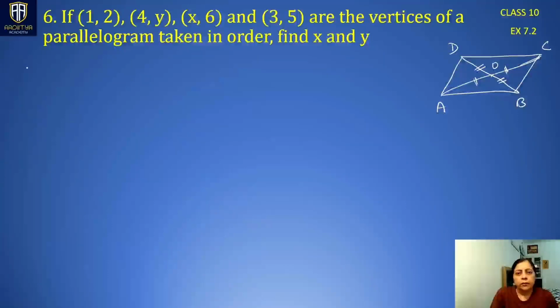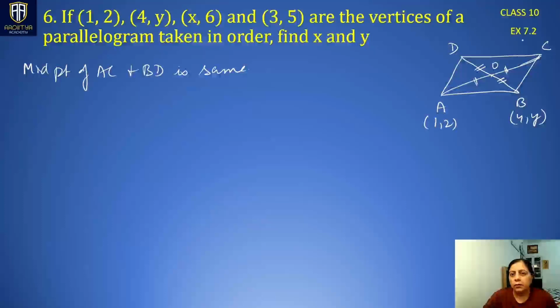So we can write that the midpoints of both the diagonals, midpoint of AC and BD, are the same. That means coordinates of O can be found by using AC. I'm writing them in order. See, this is order 1, 2. B is (4, y). This is (x, 6). And this is (3, 5).